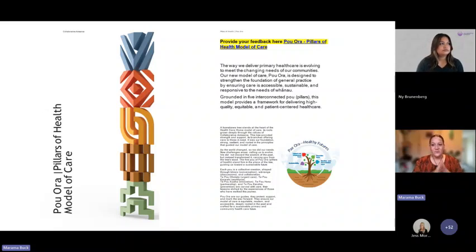So this model, it was really important for us to honour the incredible mahi of those who developed Healthcare Home and the enhanced model of care, which was Healthcare Home. But what we know is that now we're evolving. What we wanted for Pou Ora is for it to be easy to understand and implement, to be grounded in equity, and to ensure that in real life, on the floor, in our practices, the elements of Pou Ora can be implemented really easily.